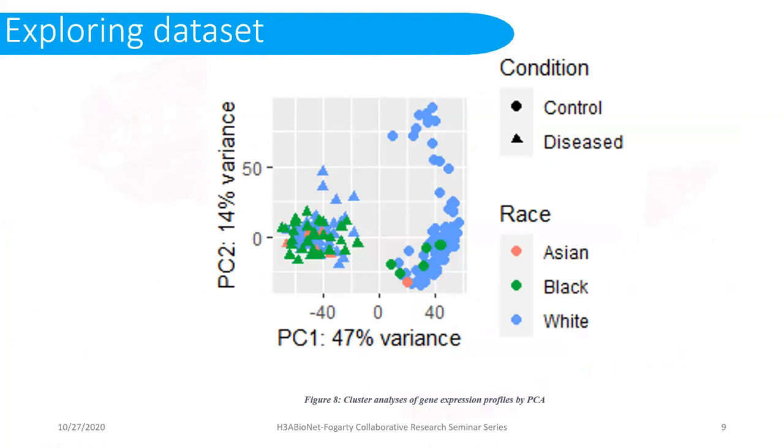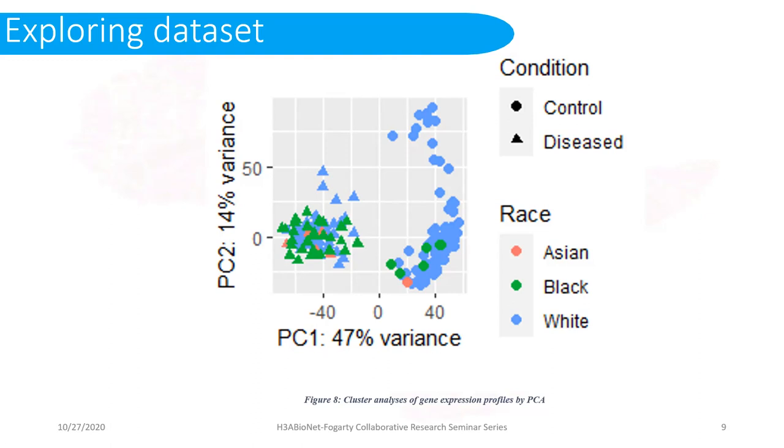The expression profiles from all three groups were then explored using PCA for sample classification. So the samples were found to be in two clusters. Now we have this cluster here representing the control group, and this cluster here represents the diseased group. However, we are unable to identify any distinctions between the races, that's the Asian, the Black, and the white populations.